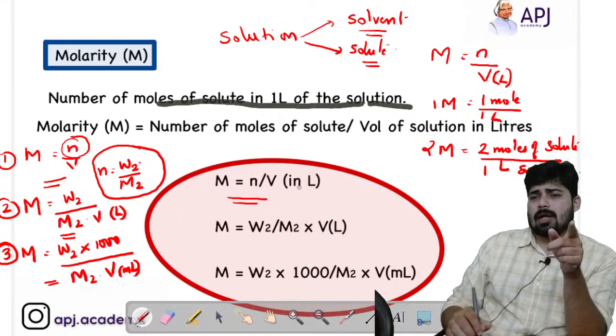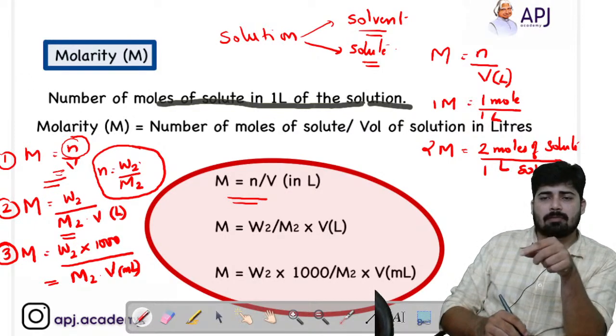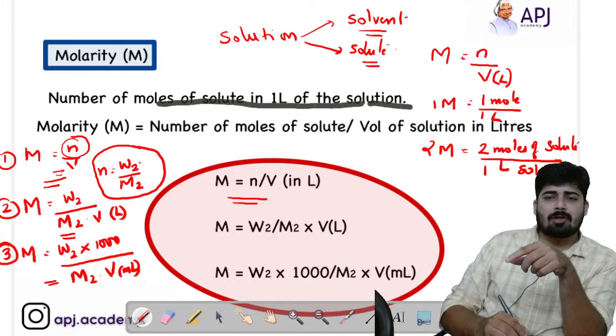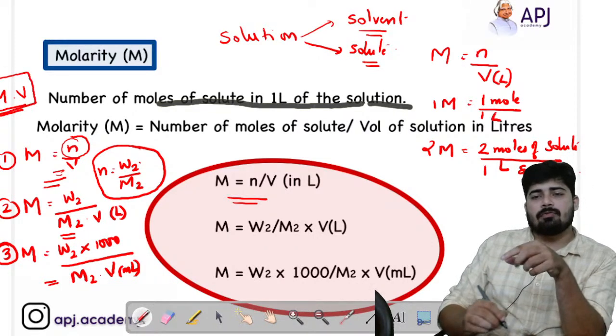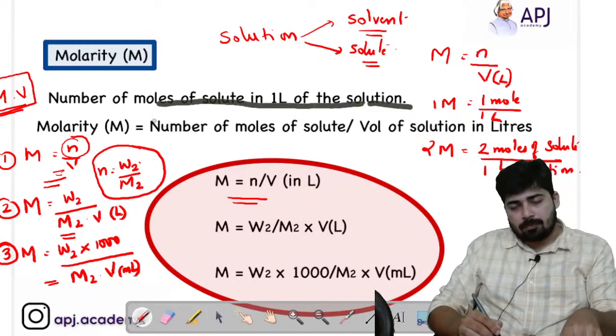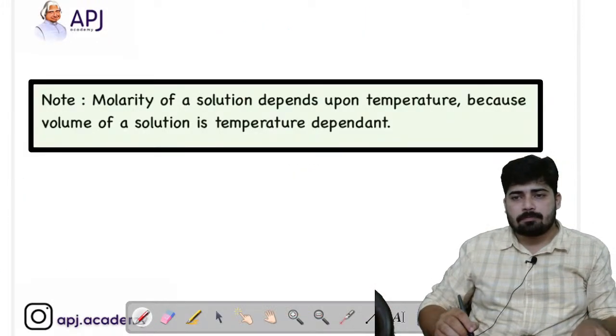Now let me clear one point here. From the first equation you can see that molarity is equal to number of moles divided by volume. So the number of moles can be calculated as molarity into volume. The number of moles of solute can be found by multiplying molarity into volume. Hope this is clear, students. So we will move on to the next one.